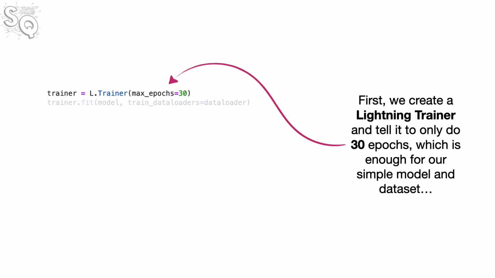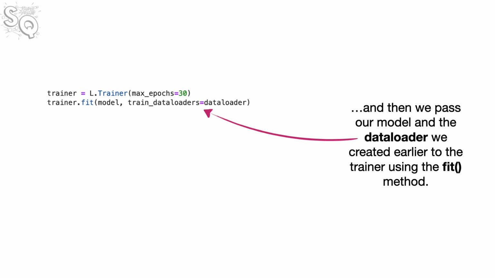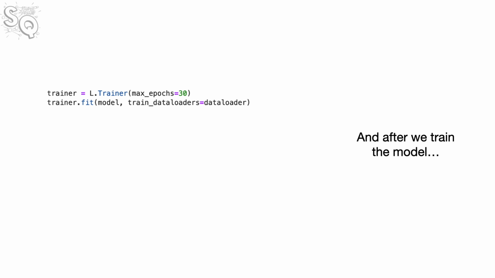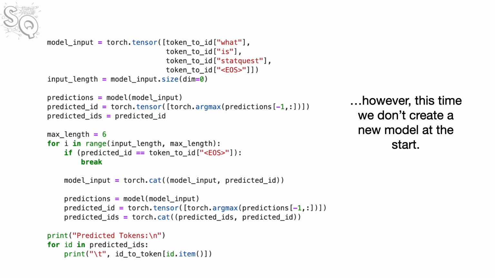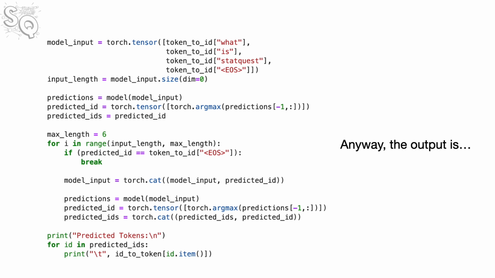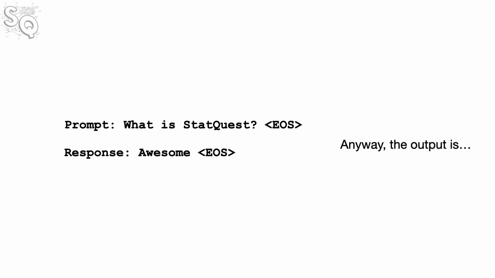First, we create a Lightning trainer and tell it to only do 30 epochs, which is enough for our simple model and dataset. And then we pass our model and the data loader we created earlier to the trainer using the fit method. And after we train the model, we rerun the code we wrote earlier that generates a response to the prompt, "what is StatQuest EOS?" However, this time we don't create a new model at the start. We use the one that we just trained. Anyway, the output is "awesome, EOS".